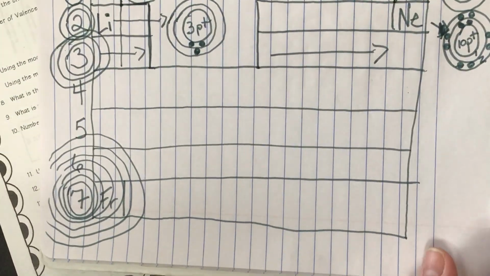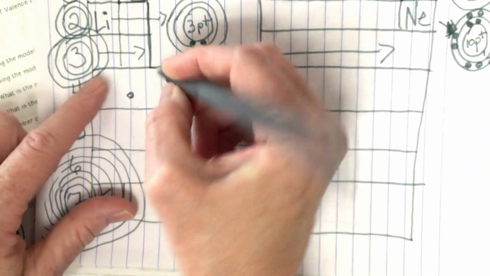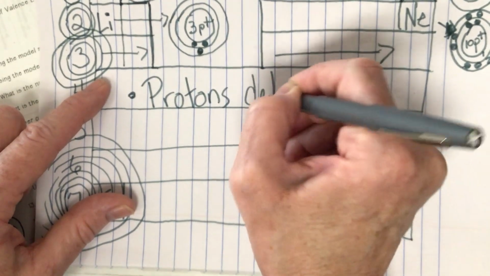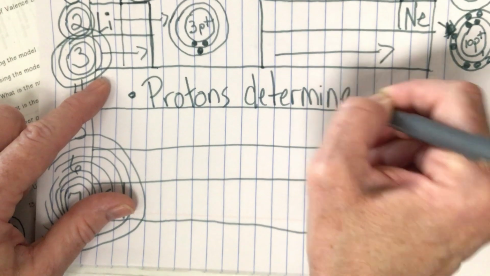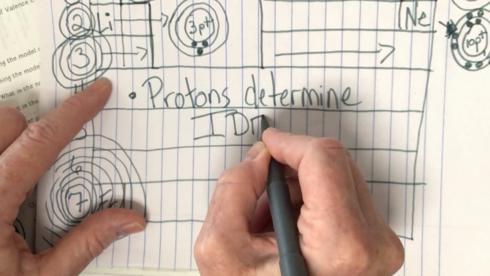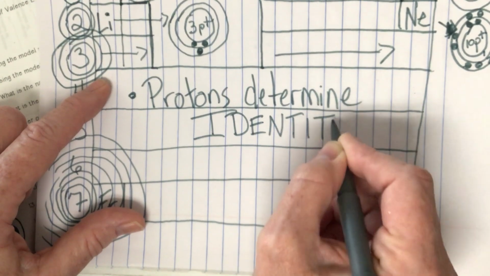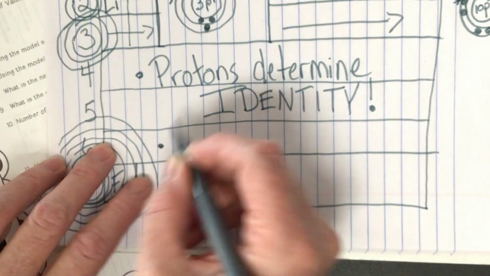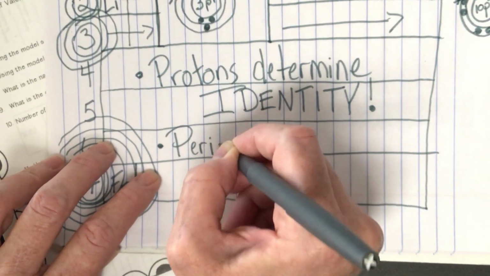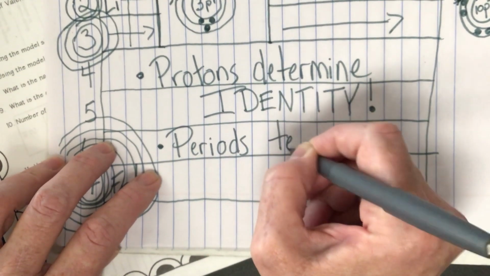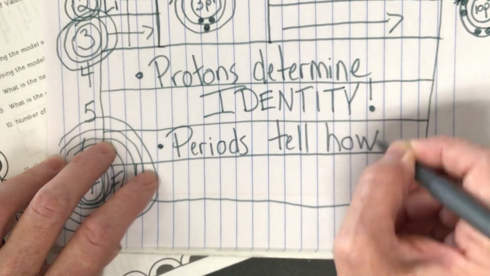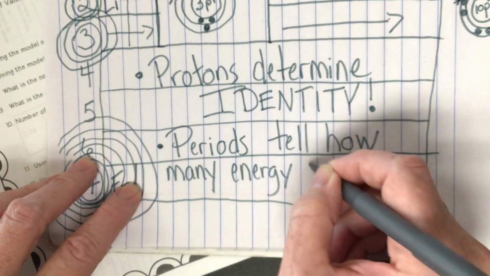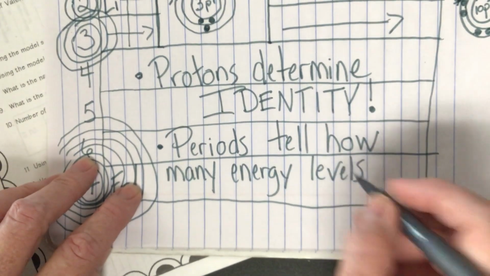Okay, so we're going to end with 2 things, 2 bullets. Protons determine what, guys? Nice. Protons determine identity. And periods tell how many energy levels an element has.